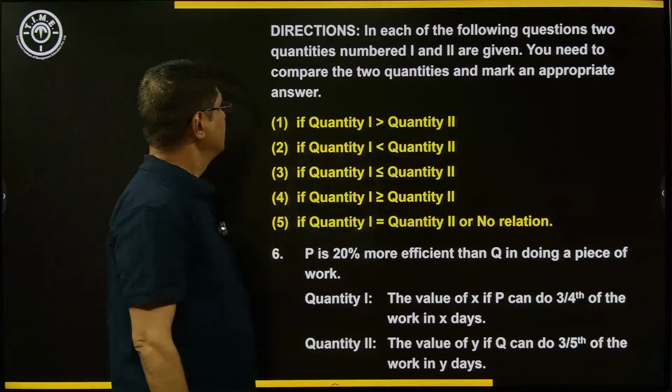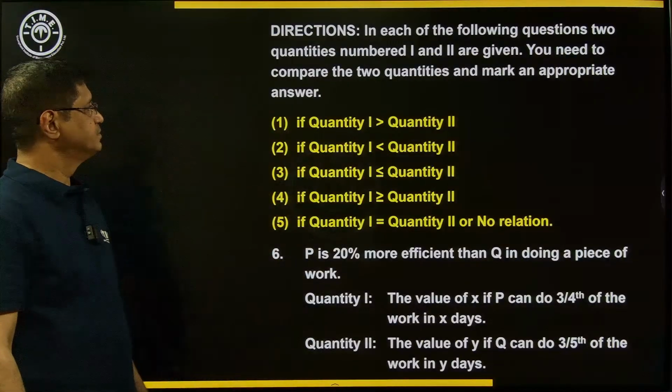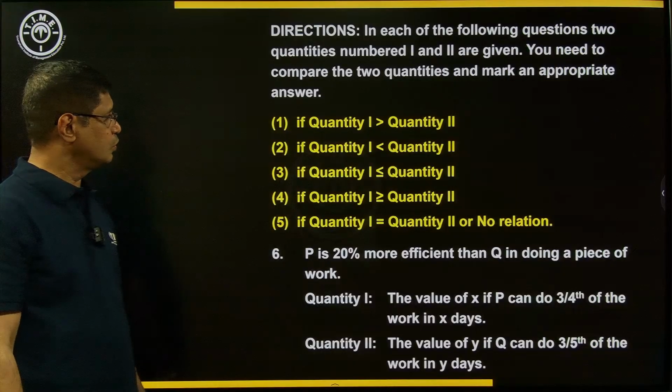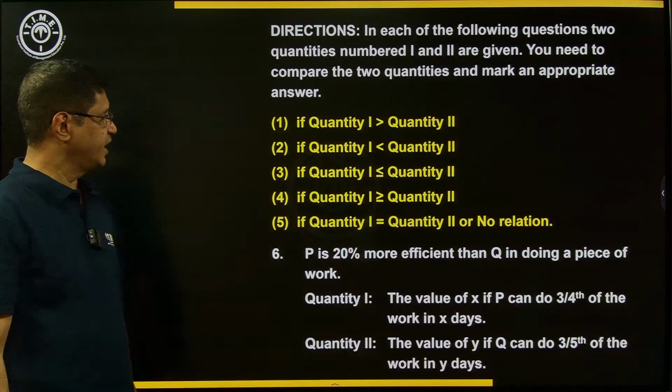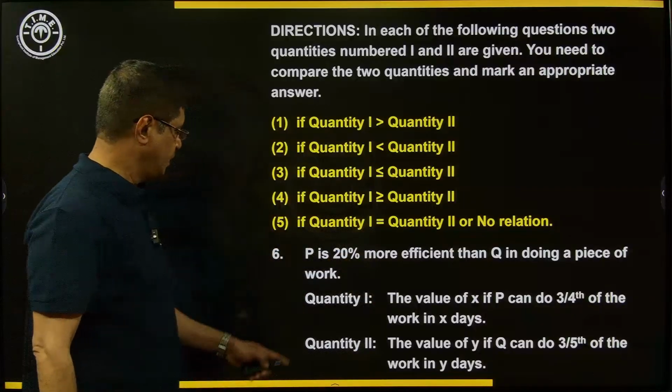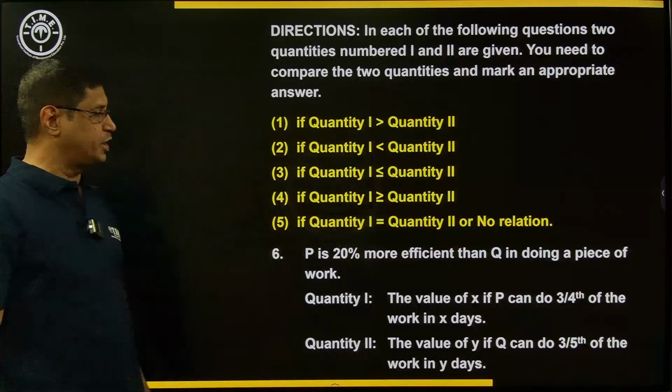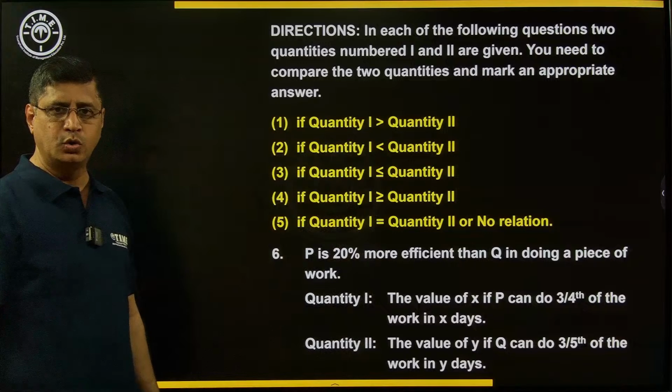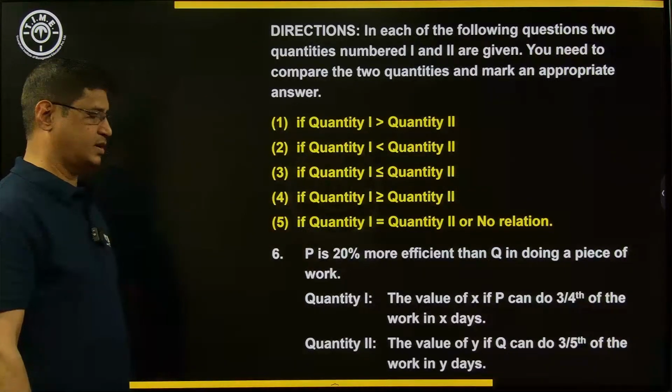Next. Same directions are given here. 1 greater than 2, 1 less than 2, 1 is less or equal to 2, greater or equal to 2, both are equal or no relation. Look at this one. P is 20% more efficient than Q in doing a piece of work.